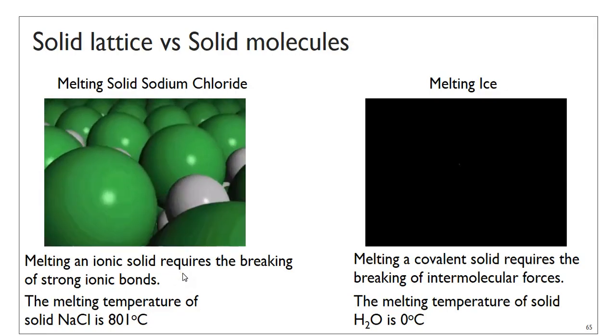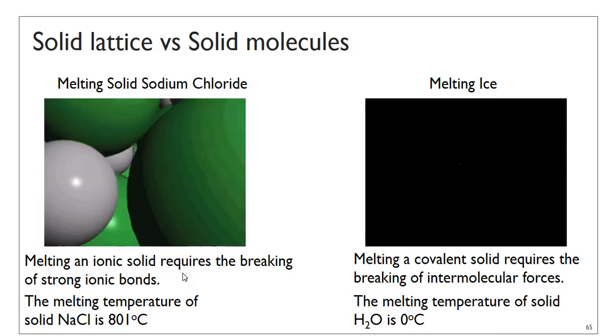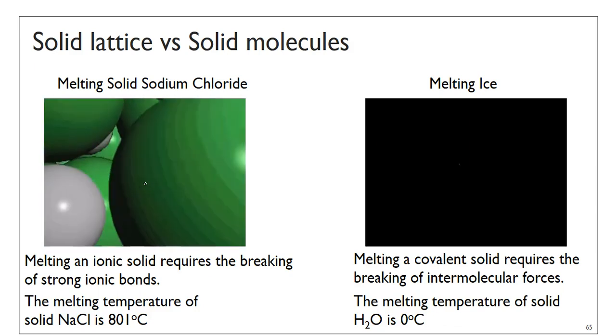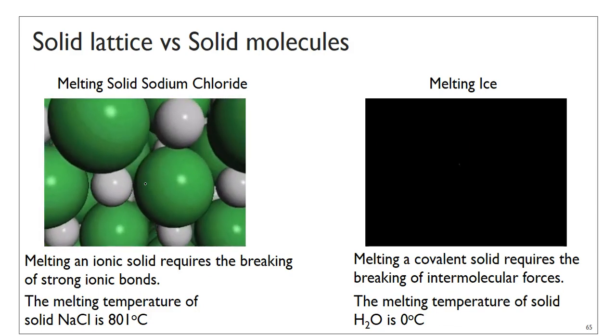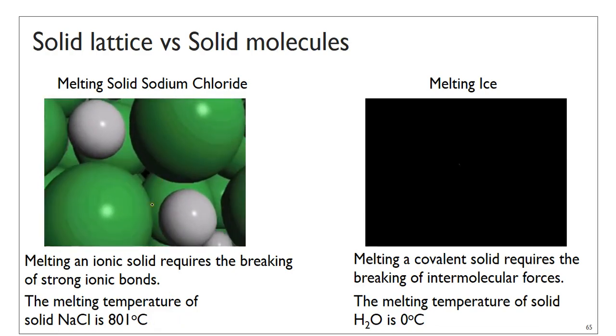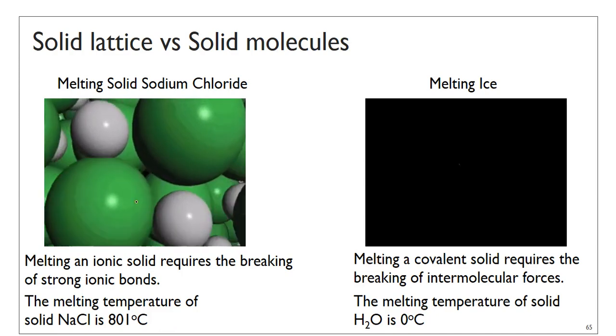So when you want to melt, say, sodium chloride, what you're actually doing is trying to break the really strong ionic bonds between the ions, and that is actually very hard to do. And this is why the melting temperature of sodium chloride is really, really high, which is around 800 degrees.